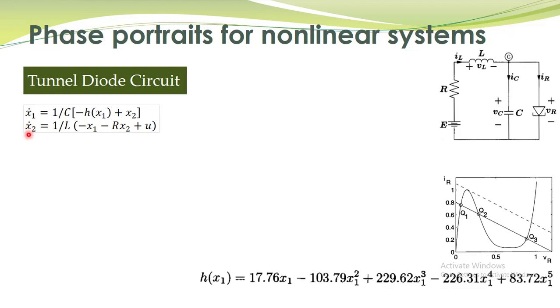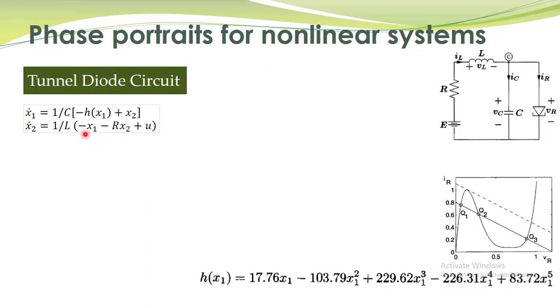What is x2 dot? x2 is basically the current through the inductor. You remember the procedure to obtain the mathematical model. We have taken this voltage as one state and the current through this inductor as the second state. What is the relation between current and voltage in an inductor? L di/dt is equal to the voltage across that inductor. So di/dt, with L moved to the other side, becomes 1 over L times the voltage across the inductor.